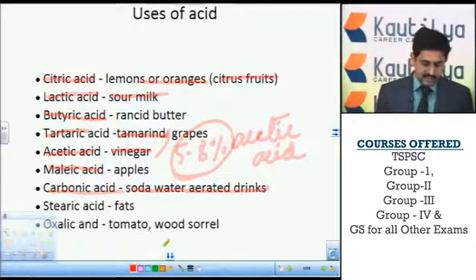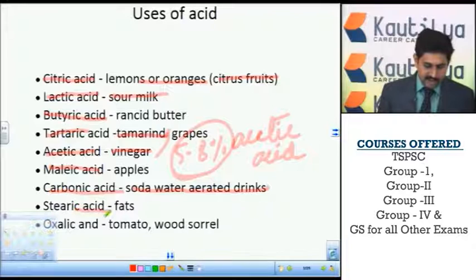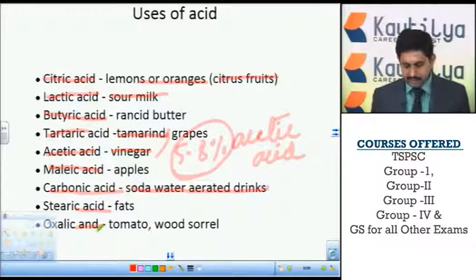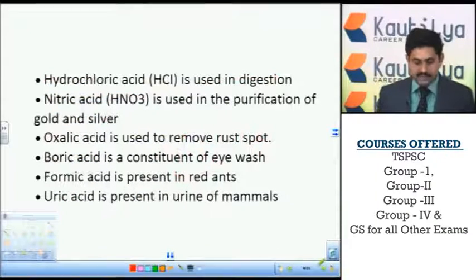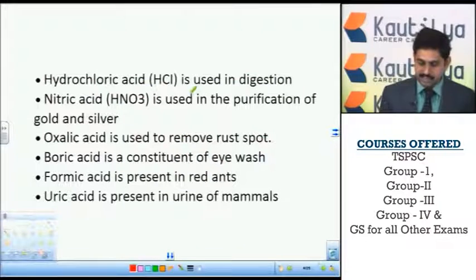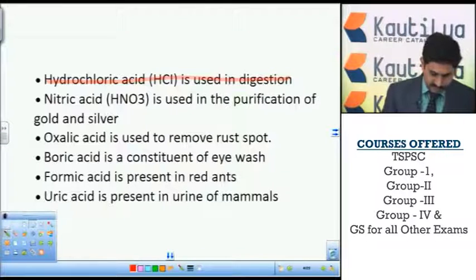Okay, then the next, stearic acid, it is present in the fats, and oxalic acid, it is present in the tomato and wood sorrel. Okay, next, hydrochloric acid, it is present in the digestive system, and it is useful for the process of digestion. This is very important. It is useful in the digestive system.